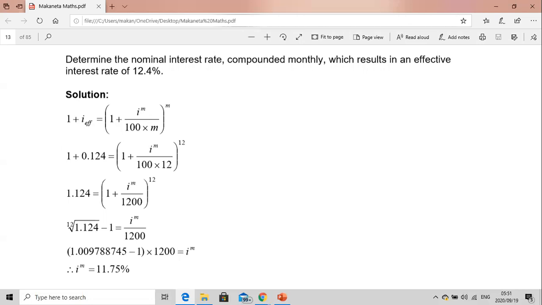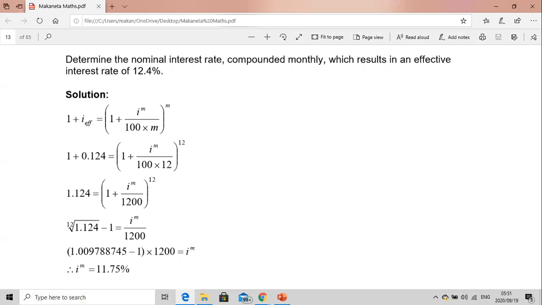Where do we get 0.124 from? That is the 12.4%, the effective interest rate that is given. So you simply divide that by 100. Remember that interest, as always, must be divided by 100. So once you divide this 12.4% by 100, you will get 0.124. And then if you add this same to 1, then you'll get 1.124. Then you introduce the 12th root, both sides.